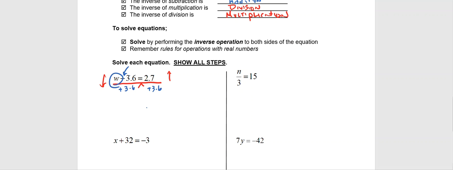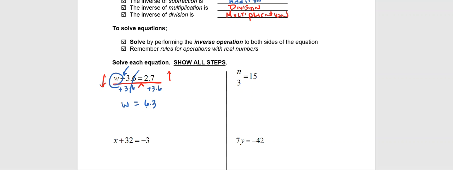So the nature of these operations, subtraction and addition being inverse, allows that 3.6 to cancel, allows us to get the w isolated on its own, fully solved for, and then we can just, either by hand or with the use of a calculator, add the 2.7 and 3.6, and we will get 6.3.